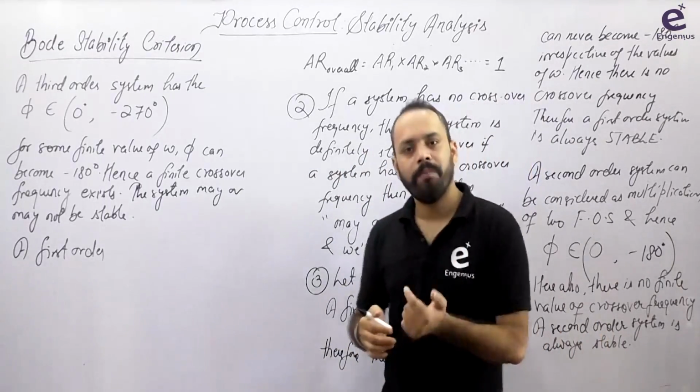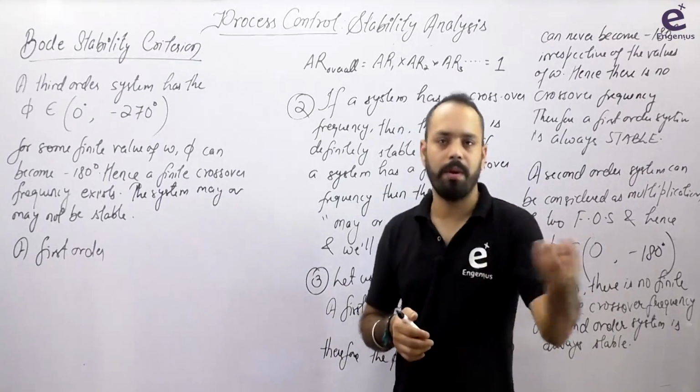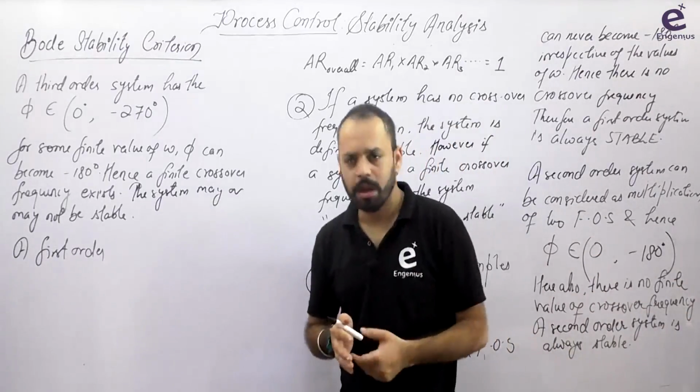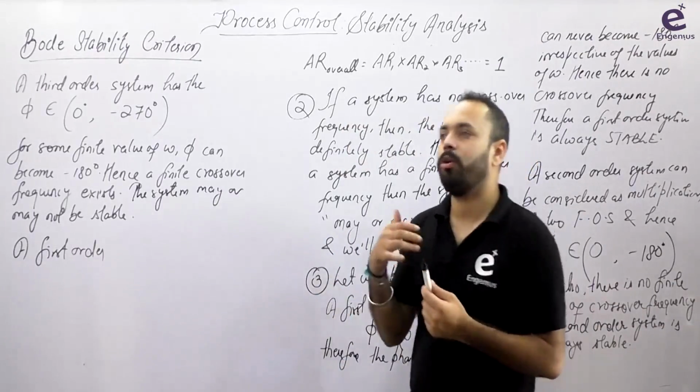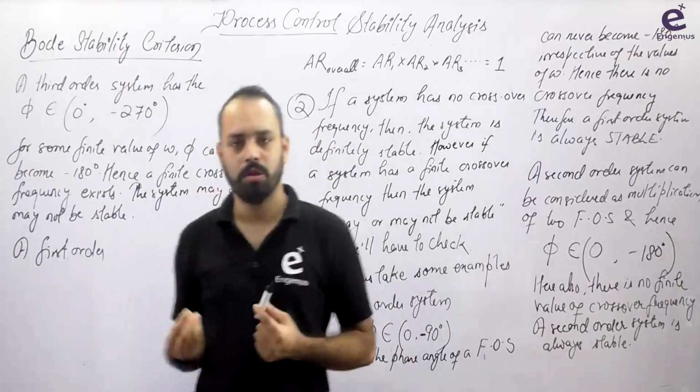Okay, you should know about, see, if you don't know about characteristic equation, you won't be able to apply Routh stability criteria. Very simple. So if you don't know about AR, if you don't know about phi, if you don't know about Bode plot, if you don't know about crossover frequency, how are you going to apply the Bode stability criteria?